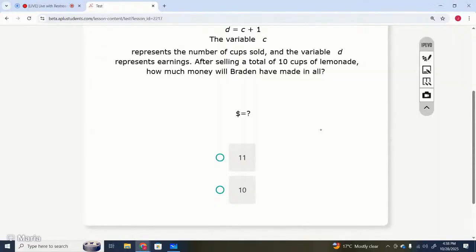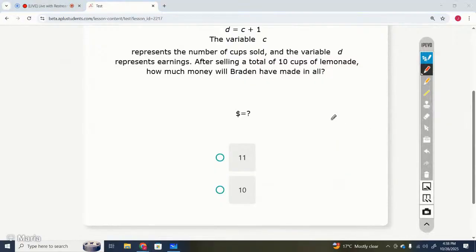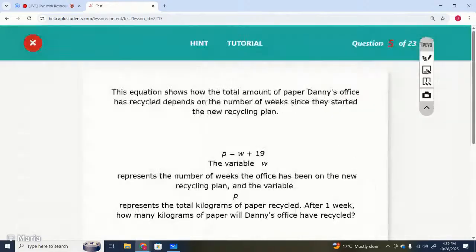C is 10. D equals C plus 1. C is 10, so D equals 10 plus 1, which is 11. Option number 1 is the correct option.